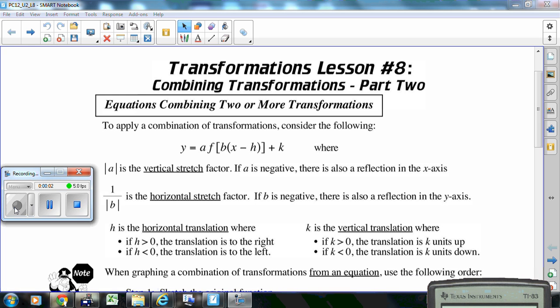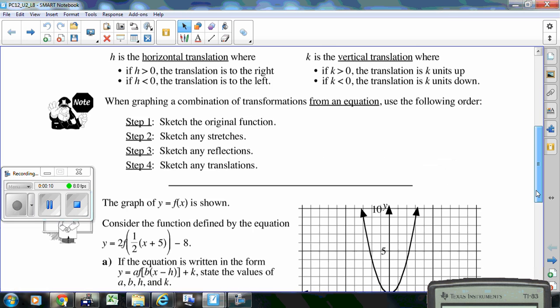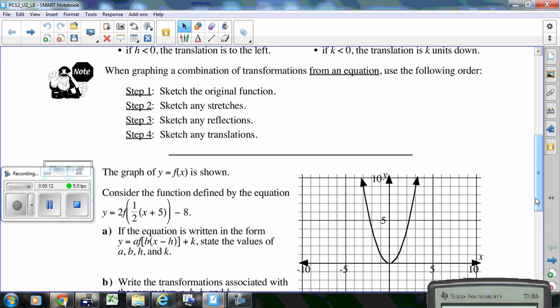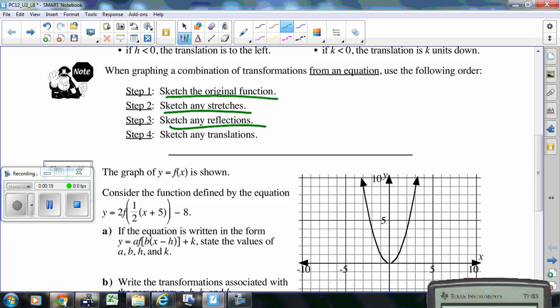All right, so here's the second part of what it looks like when we're combining transformations. First of all, again, here's all our notes. And then we get down to here, and we can see what's going on. So when we're doing it, again, we sketch the original function, do any stretches, perform any reflections, do any translations.